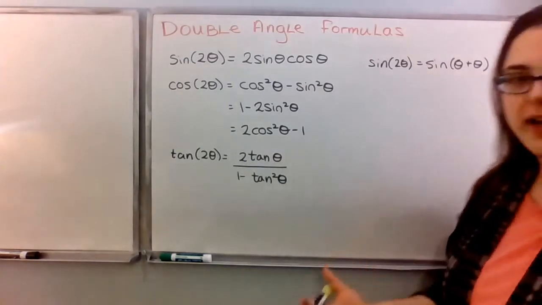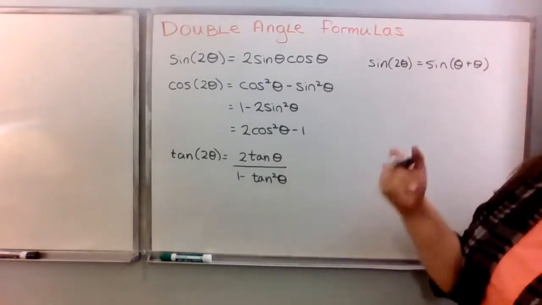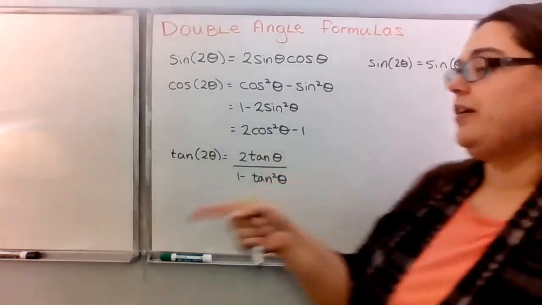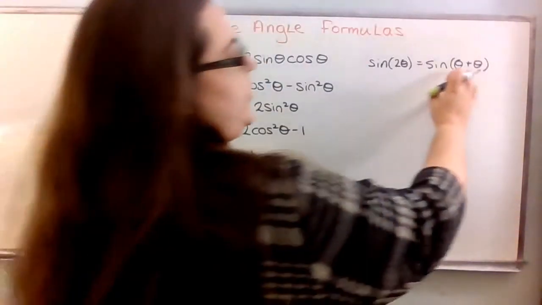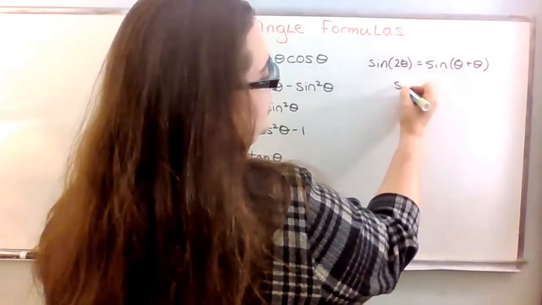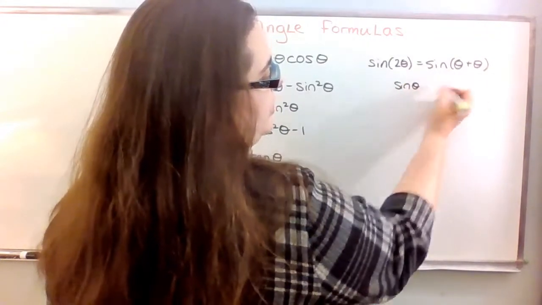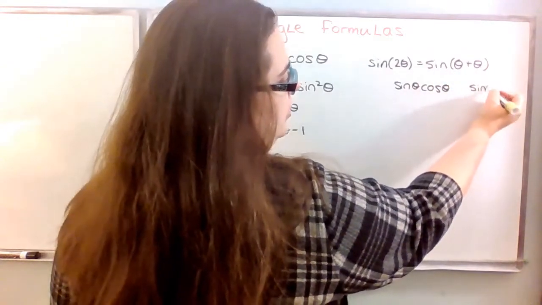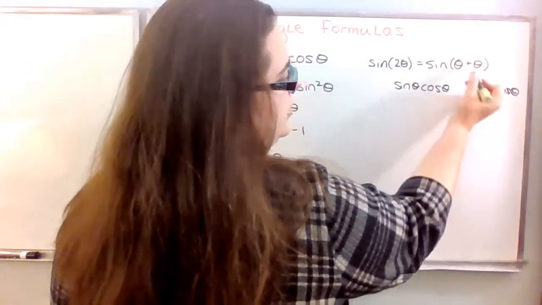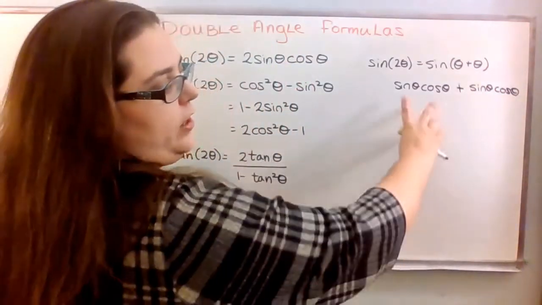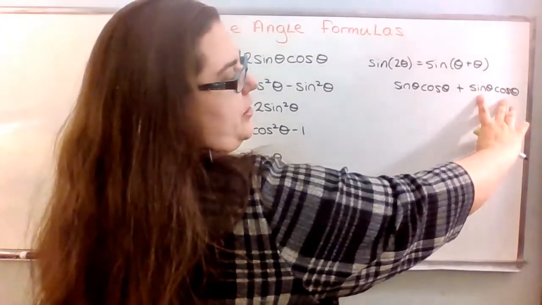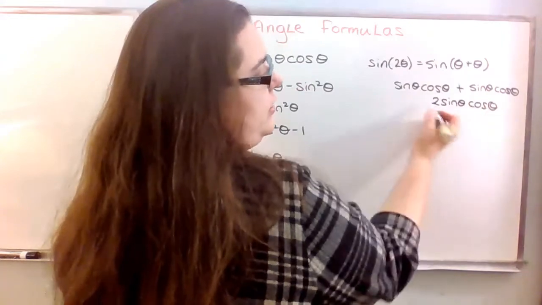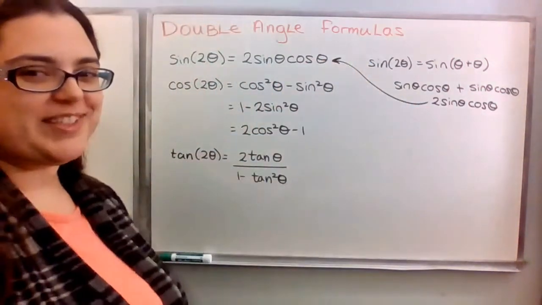And I can remember my sum formula for sine because I had a little trick. The formula for sine was sine, cosine, cosine, sine, same. So I could rewrite sine of theta plus theta as sine theta cos theta plus sine theta cos theta, which gives me 2 sine theta cos theta, which is what the formula says.